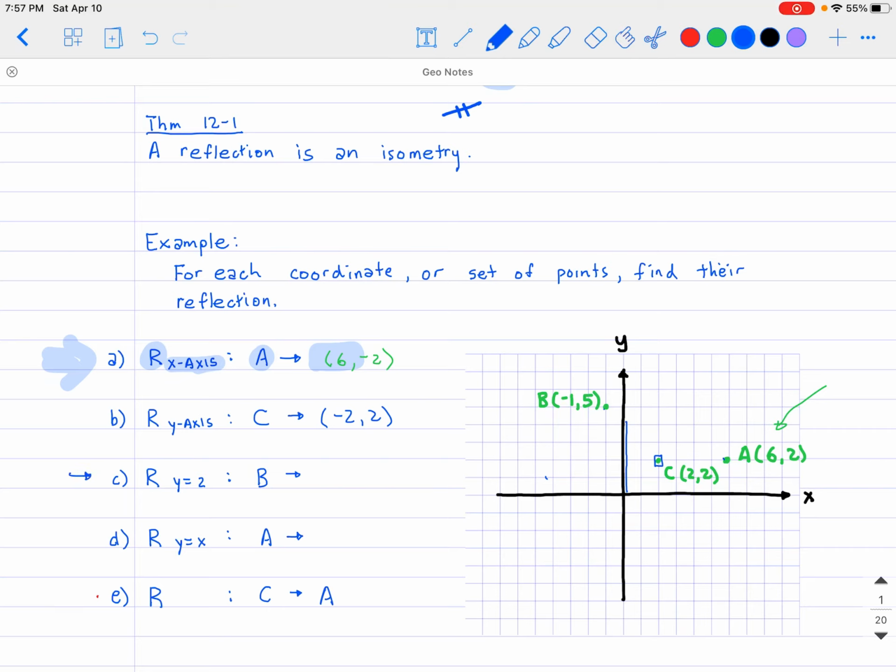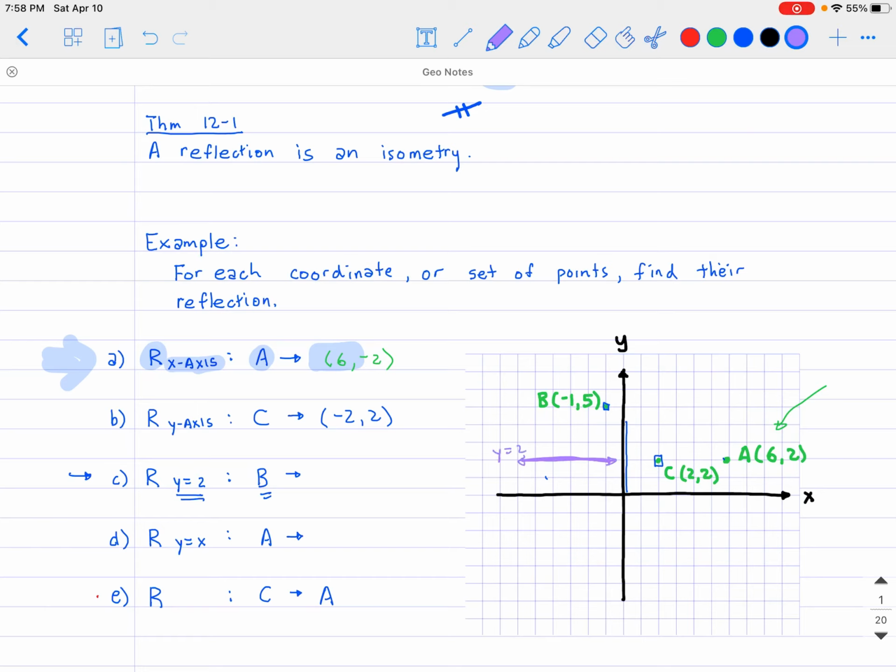We're taking point B, and we're going to reflect it about the line y is equal to 2. So this time it's not an axis that I'm reflecting it about, but it's still the same idea. First, I'm going to locate that line y is equal to 2, which is located right here. So that's going to be my line. Here is y is equal to 2.